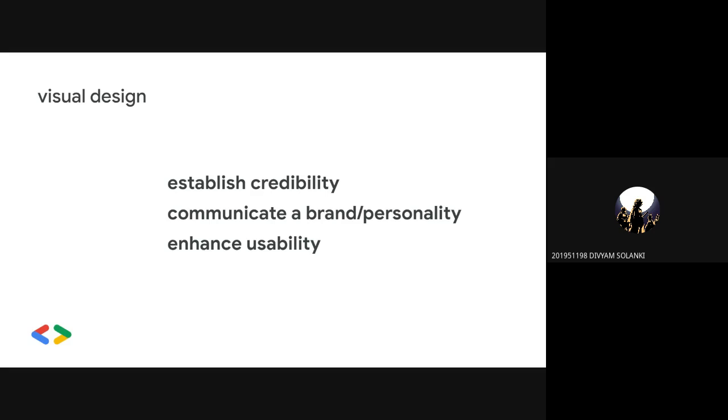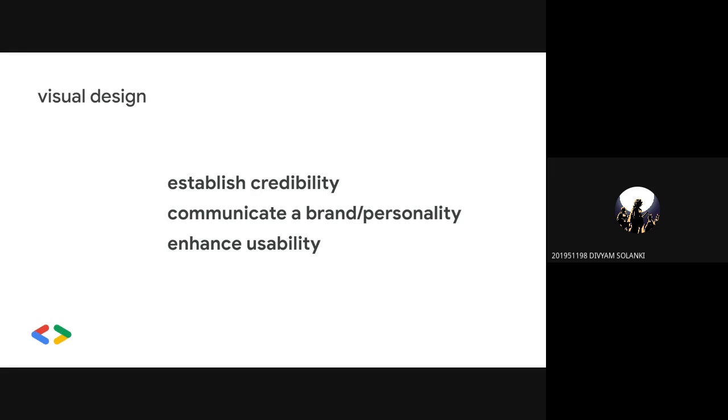Next slide. Visual design basically serves three purposes. The first is to establish credibility. When a user comes onto your website for the first time, you need to establish credibility, and visual design helps in that. The second is to communicate a brand or personality. Visual design can help you build your brand and communicate it. And also to enhance the usability.